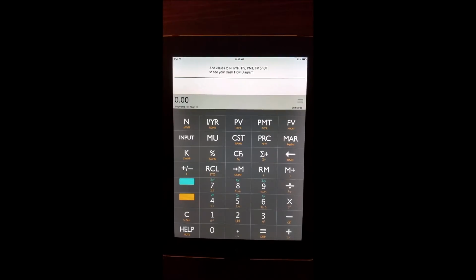Now, in today's example, we have Dan looking to buy a home and wants to know how big of a home and a mortgage he's able to afford. So let's get started. We have Dan who's looking to buy a home, and Dan is trying to figure out how big of a mortgage he can afford.